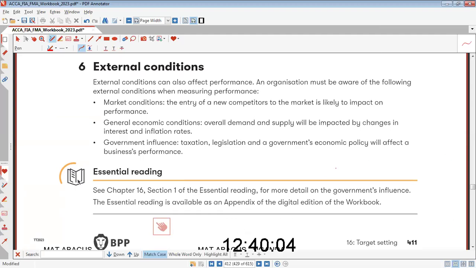And then the market conditions. Is it a perfect competition? Is it imperfect competition? So you need to know the strategy you're supposed to take based on the market you have found.